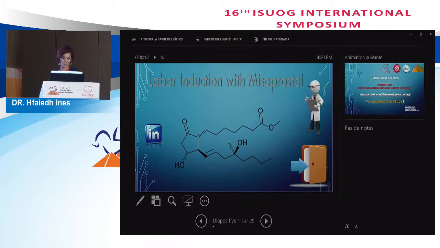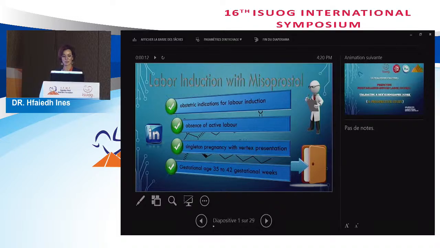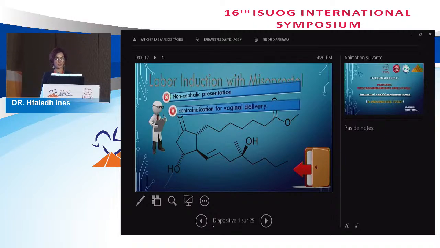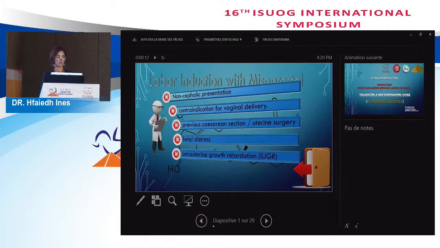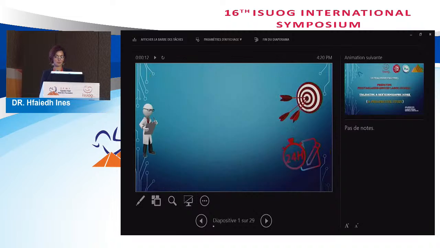Our labor induction with the misoprostol patient. So we included in this study obstetric indication for labor induction, absence of active labor, singleton pregnancy with vertex presentation, and gestational age between 35 and 42 gestational weeks. We excluded from this study non-cephalic presentation, contraindications for vaginal delivery, previous cesarean section, uterine surgery, fetal distress, intrauterine growth retardation, severe preeclampsia, and fetal death.